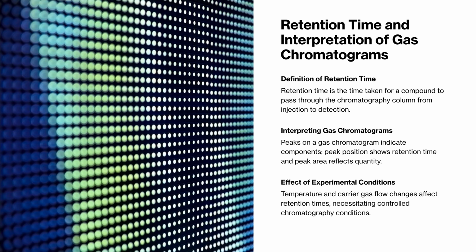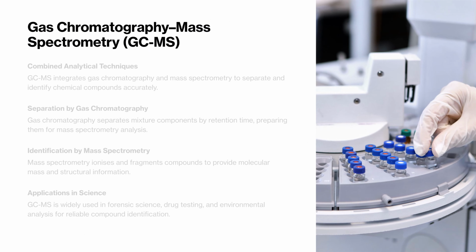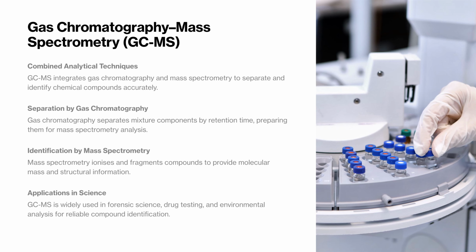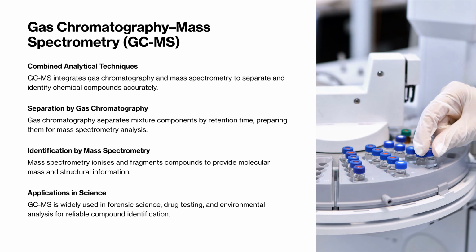substance present. Gas chromatography mass spectrometry combines two analytical techniques to provide both separation and identification of compounds. First, the mixture is separated by gas chromatography, producing individual components at different retention times. Each component then enters the mass spectrometer, where it is ionized and fragmented. The resulting mass spectrum provides information about the molecular mass and structure of the compound.